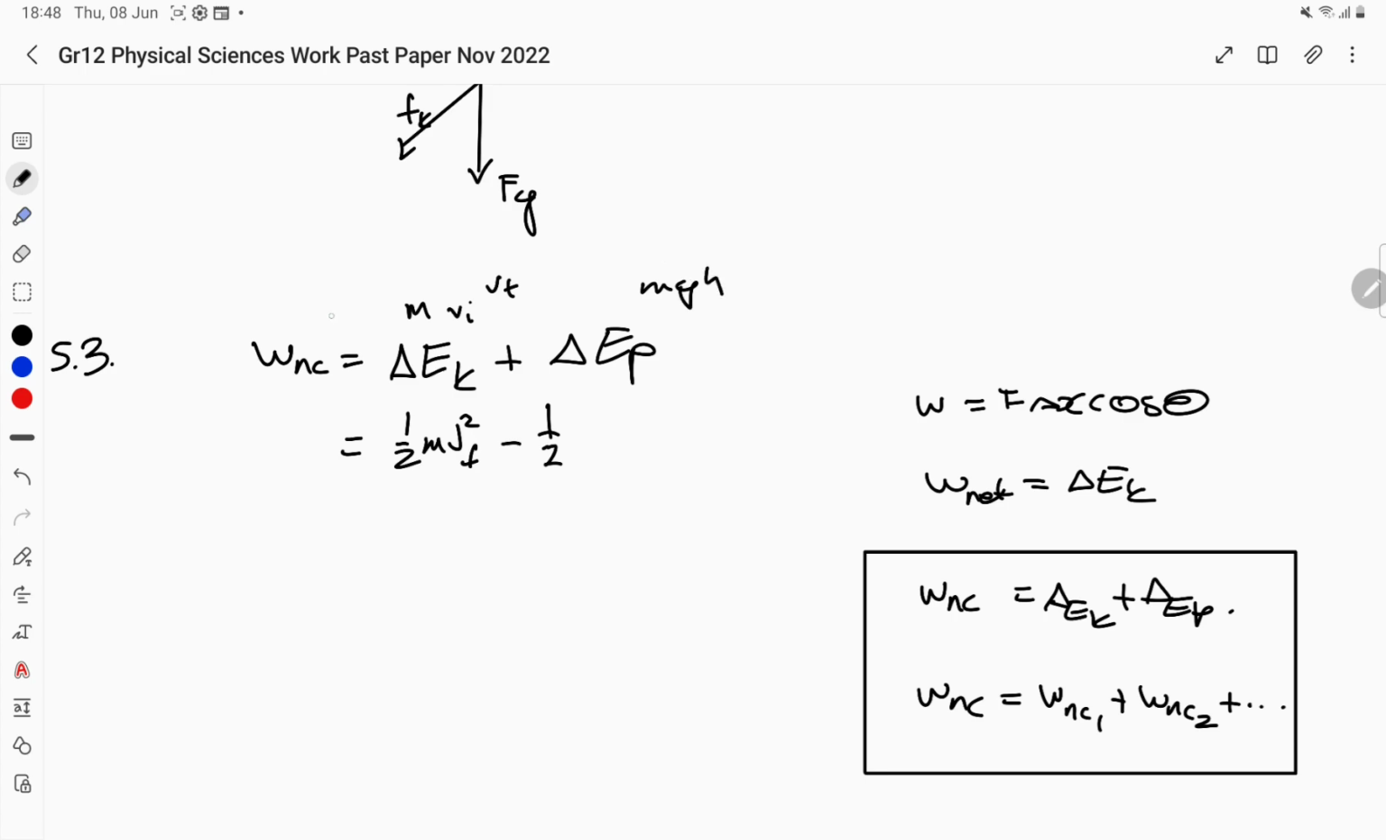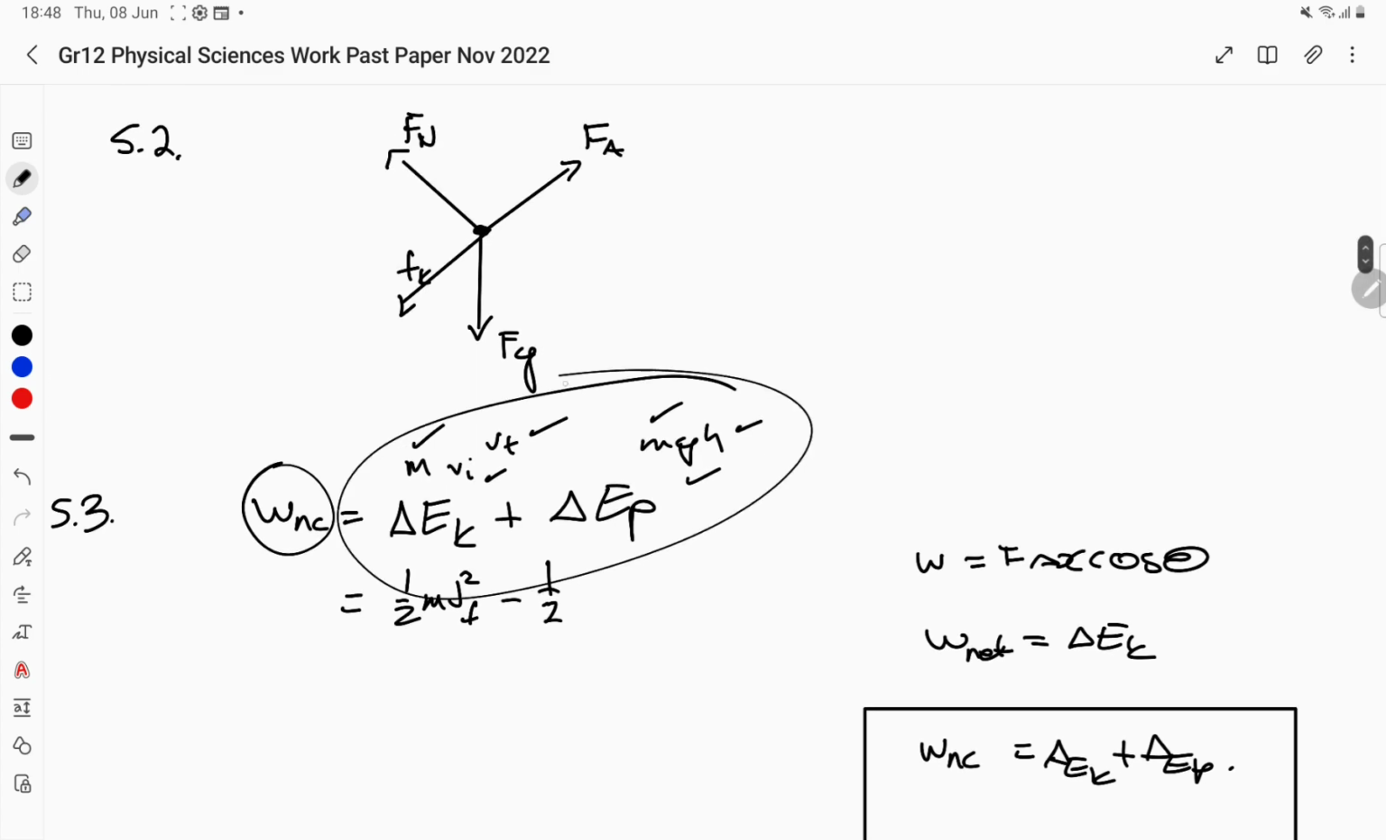We know the mass of the object. We know the initial velocity and final velocity. We know the gravitational acceleration. And we know the heights, the one height and the other height. So we actually know everything here to work out the work done by the non-conservative forces. So let me fill it out quickly. This will work well.